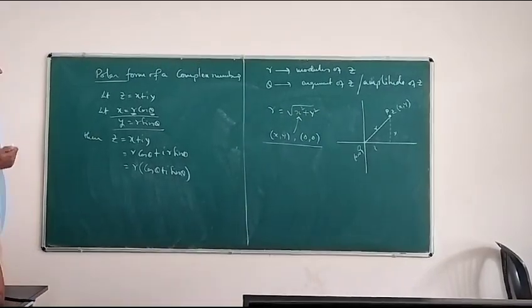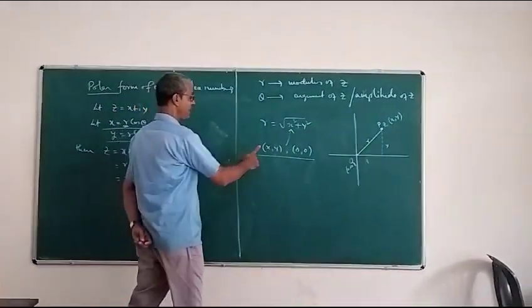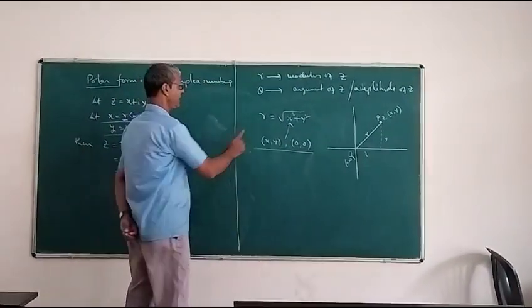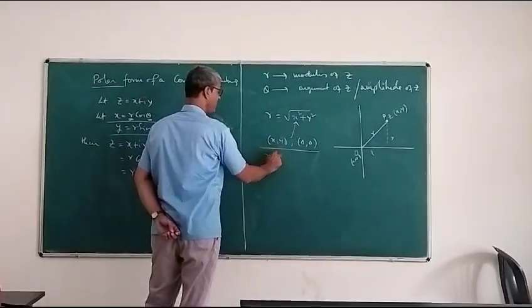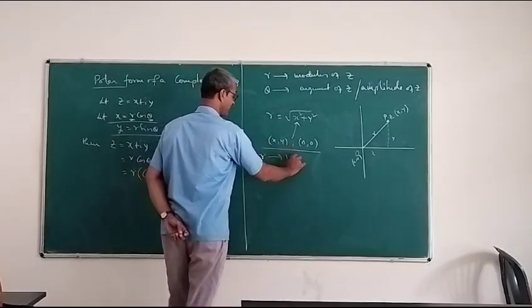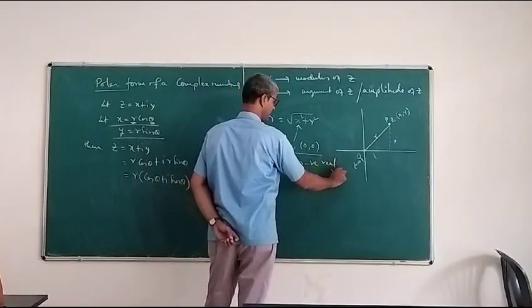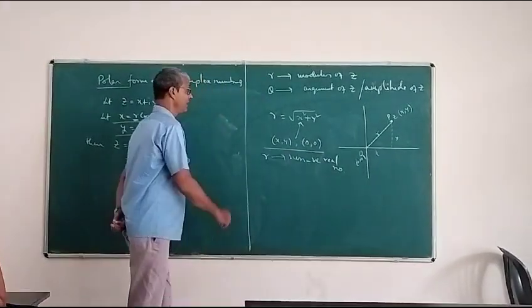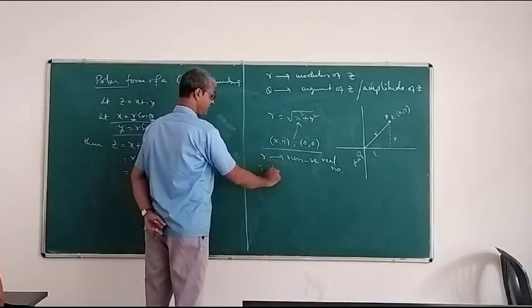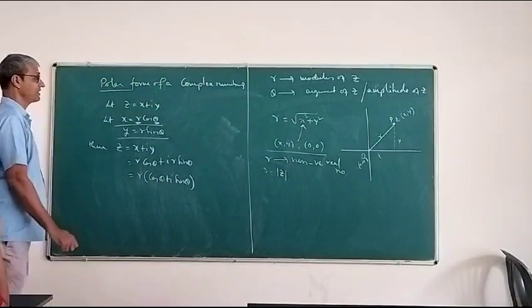So that is why we call r always positive, maybe 0, because if x and y both are 0, then r will be 0. So r is a non-negative real number. We denote it by modulus of z. Now, what about theta?